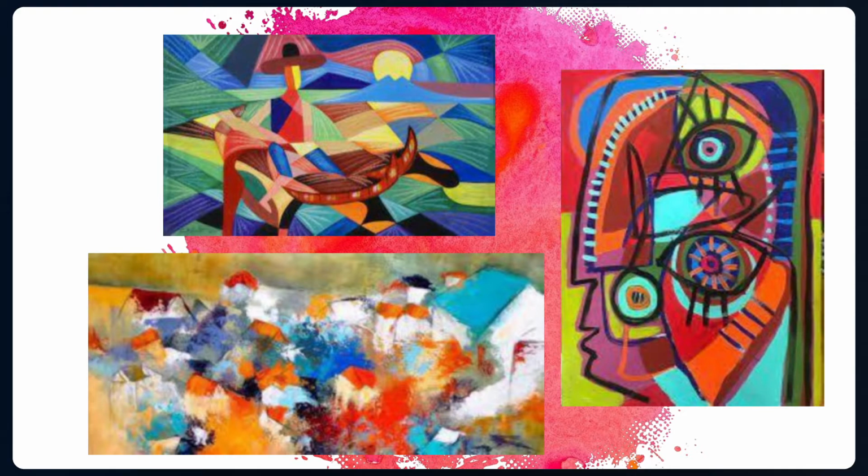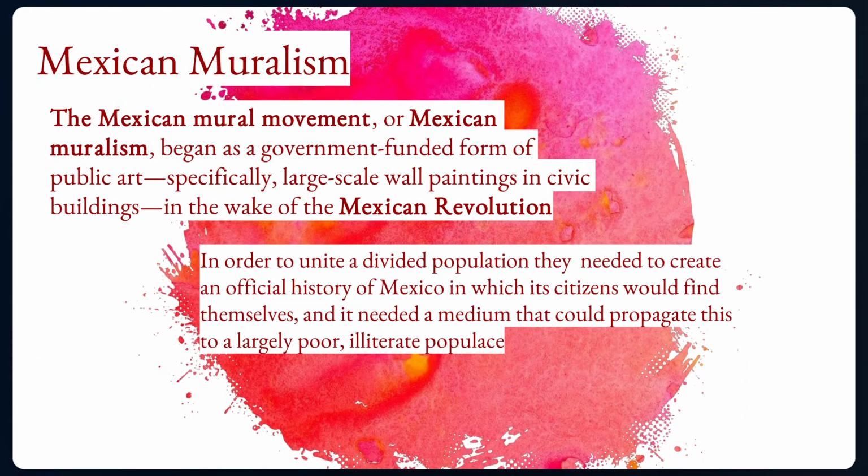Now, as we all know, a popular style amongst the Mexican community was Mexican muralism, which grew in popularity in the wake of the Mexican Revolution and was usually funded by the government. In a time of civil unrest, muralism was used in order to unite a divided population, in order to create an official history of Mexico in which its citizens would find themselves, and it needed a medium that could propagate this to a largely poor and illiterate community.